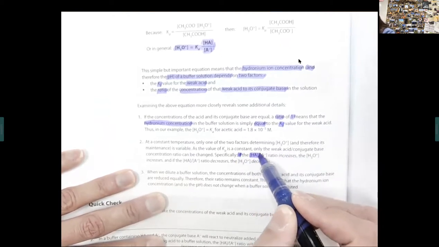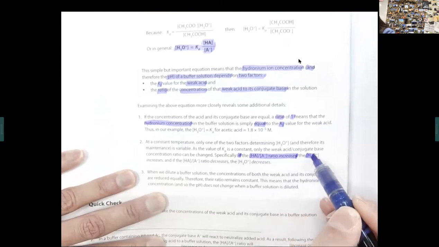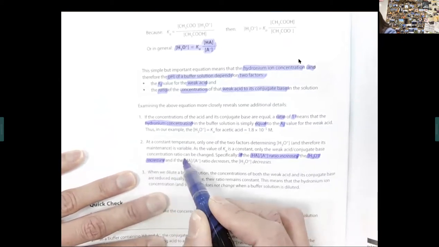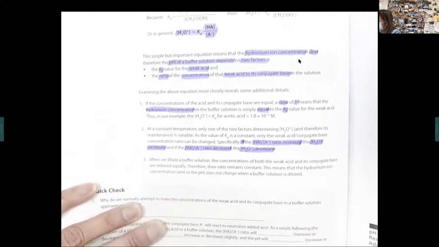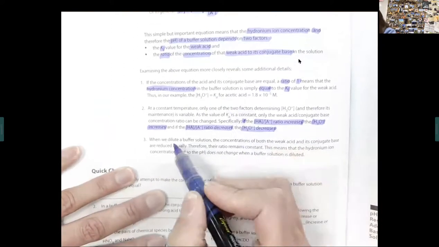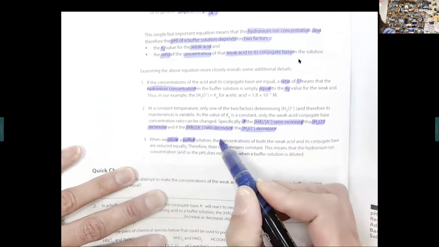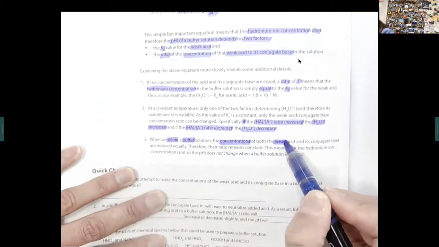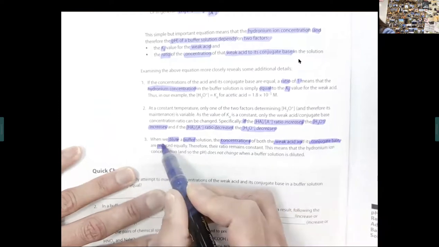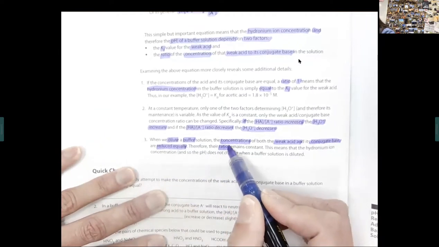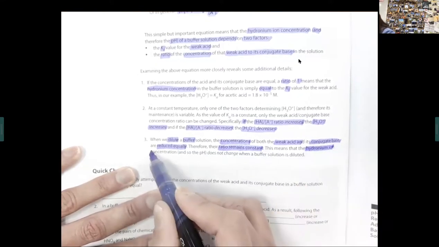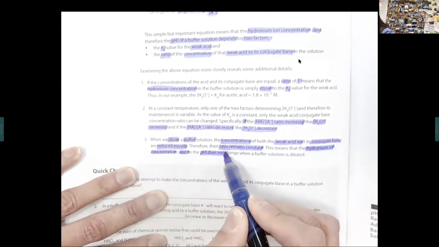If the ratio increases, the hydronium ion concentration increases. And if the ratio decreases, the hydronium ion concentration decreases. Now, if we dilute the buffer, the concentrations of the weak acid and its conjugate base are reduced equally, and the ratio will remain constant. This means that the hydronium ion concentration and the pH does not change when a buffer solution is diluted. Okay, so let's take a look at the quick check.